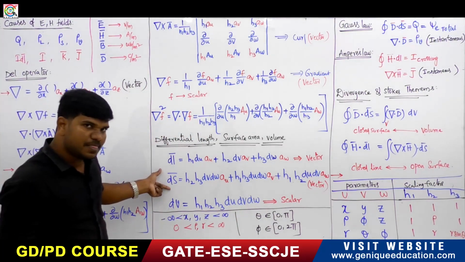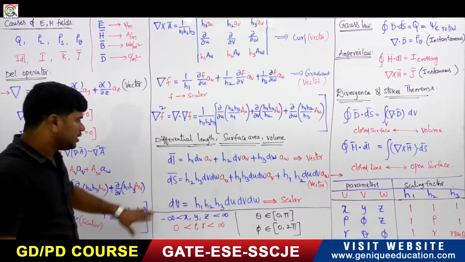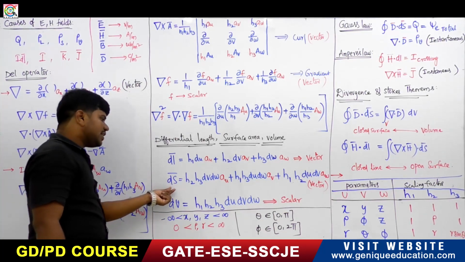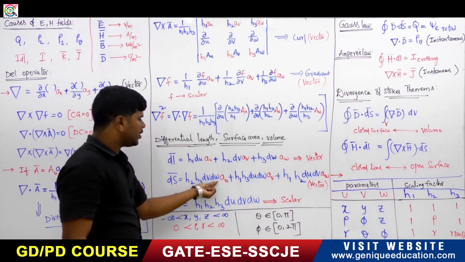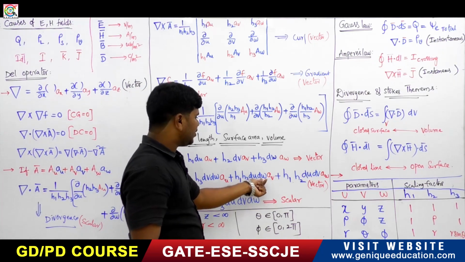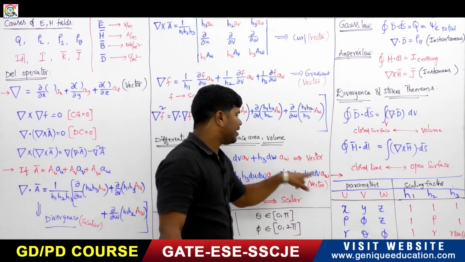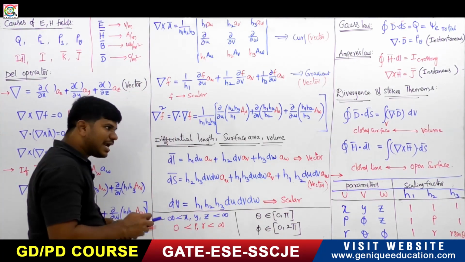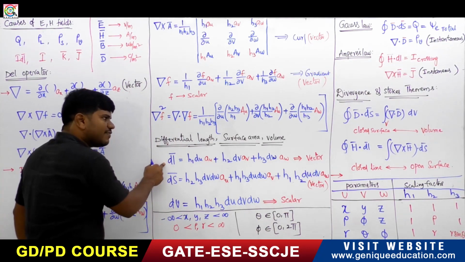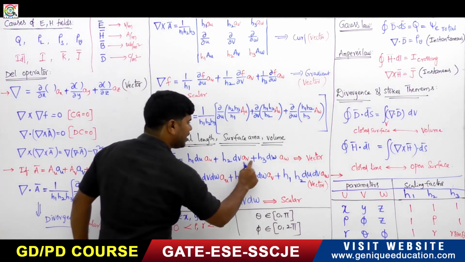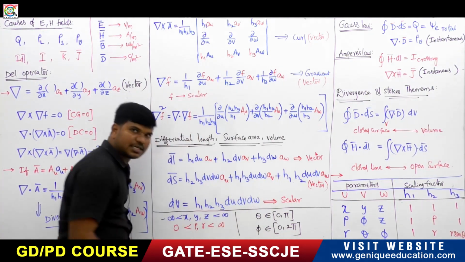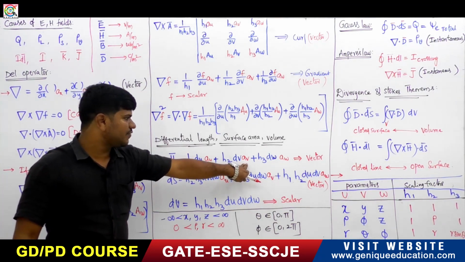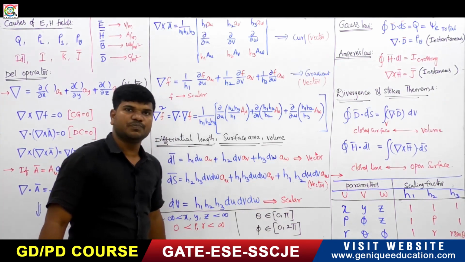Suppose if you want to write the differential surface area, it is given in this form: h2 h3 dv dw au plus h1 h3 du dw av plus h1 h2 du dv aw. We should know that this differential length is a vector quantity because I am writing au, av, aw, which are vectors, right? It is the component in the direction of au, the component in the direction of av, the component in the direction of aw.